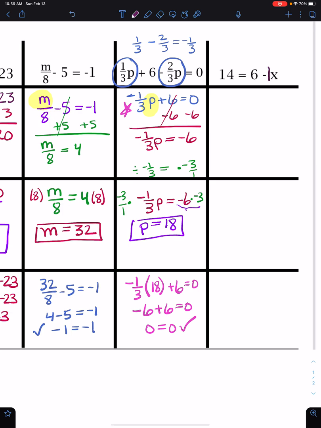And the last one we have here, remember that if we have 14 equals 6 minus x. If there's not a number in front of the x, it's actually a 1. And I also like to have the variable term on the left. I just like it better. It's not wrong if it's on the right. I'm going to do it like this.